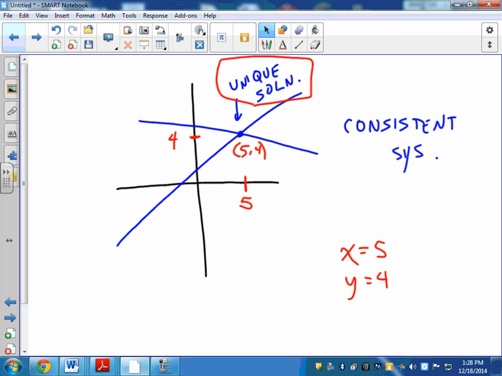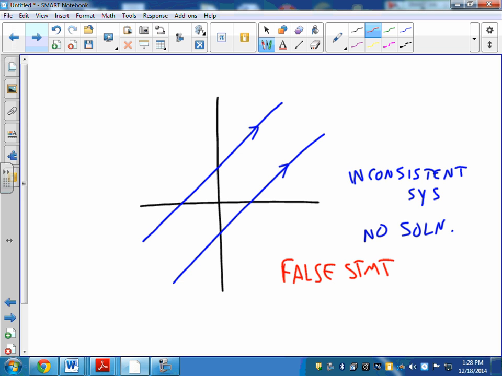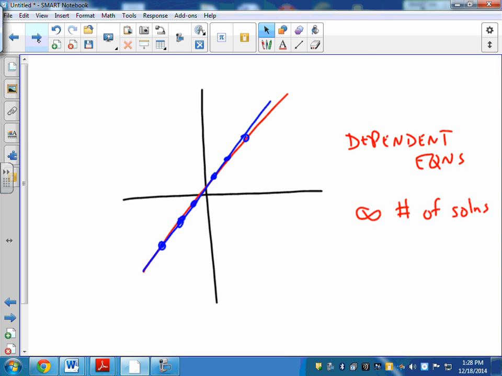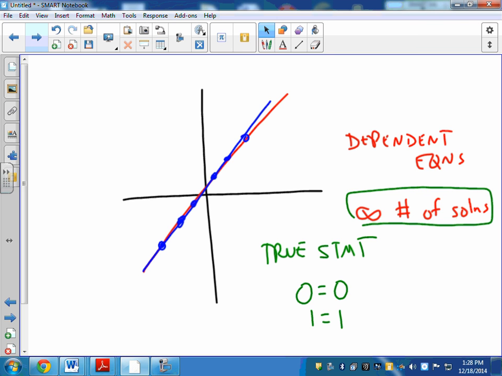How about the impossible situation? Well, here, no solution. When you work this one out, you end up with some sort of a false statement. So if you ever ended up with 0 is equal to 1, that tells you it's inconsistent and there's no solution. The dependent equations, you end up with a true statement. As you try to solve this type, you would end up with a statement like 0 is equal to 0 or 1 is equal to 1, anything like that. That says you have an infinite number of solutions, and any point on the line would be legit.